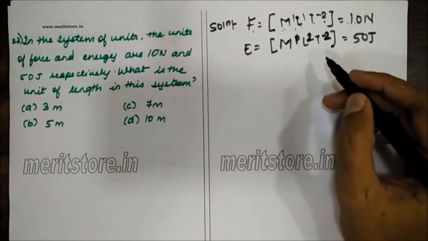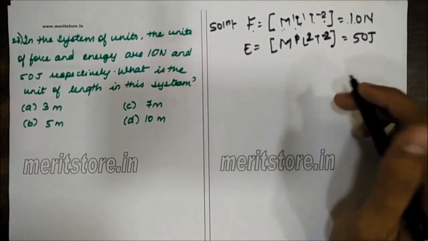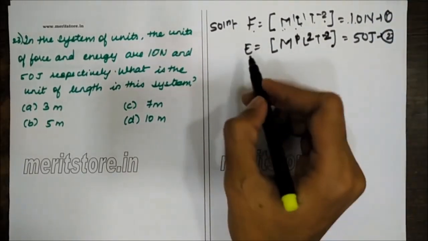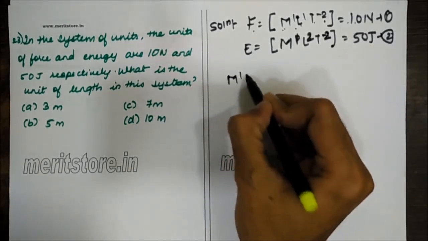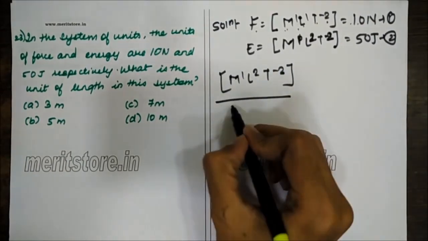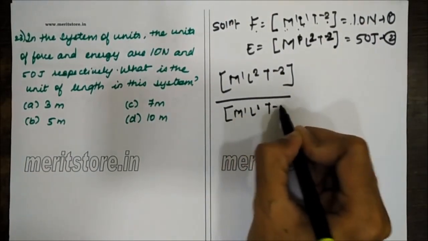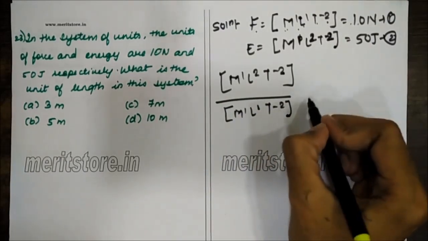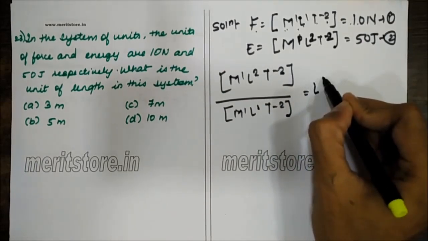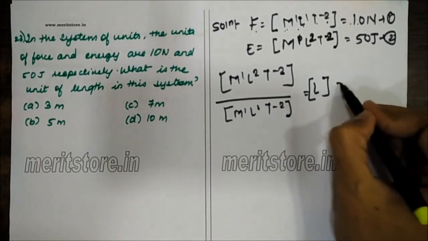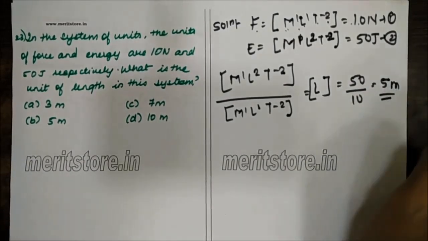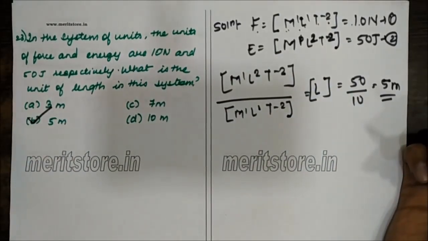So we'll divide both the equations. We'll divide equation 2 by equation 1. Dividing the second equation by the first equation, we have M^1 L^2 T^-2 upon the force, which is M^1 L^1 T^-2. After division the M gets cancelled, the T also gets cancelled, so L becomes a single term, which is equal to 50 joules upon 10 newtons, that is 5 meters of length. So the correct option is B, 5 meters.